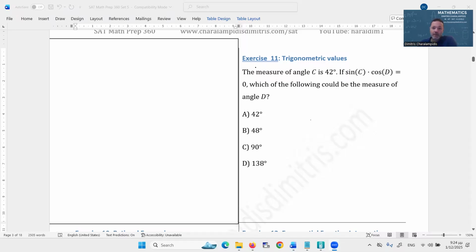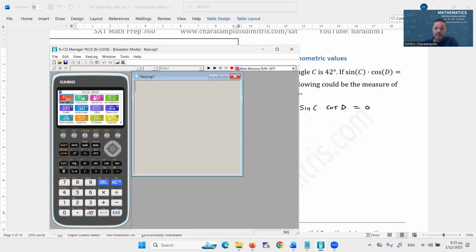Exercise 11. The measure of an angle C is 42 degrees. If sine of C multiplied by cosine of D is 0, which of the following could be the measure of angle D? Okay, so don't forget that we could use our calculators. So I am using Casio FX CG50.